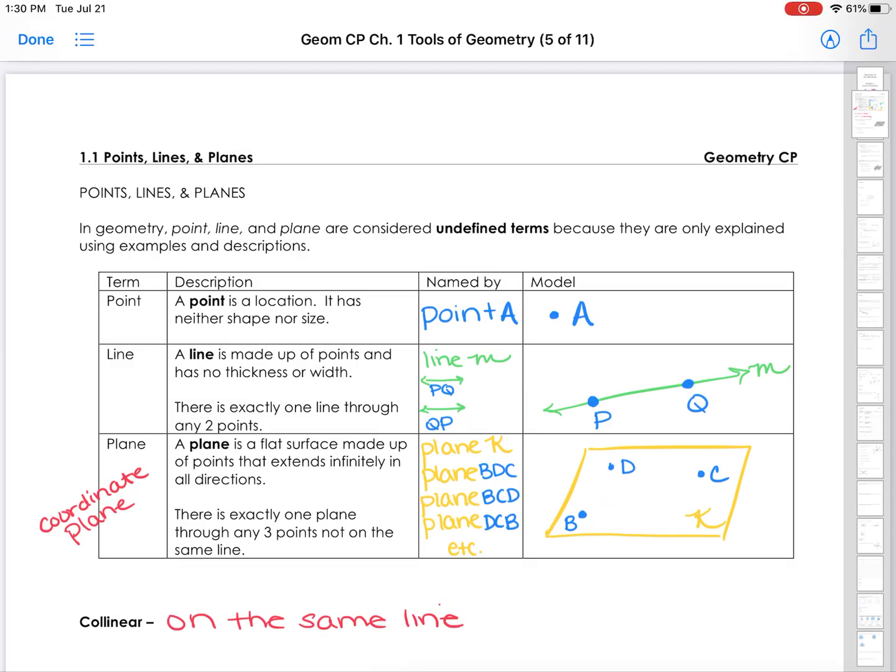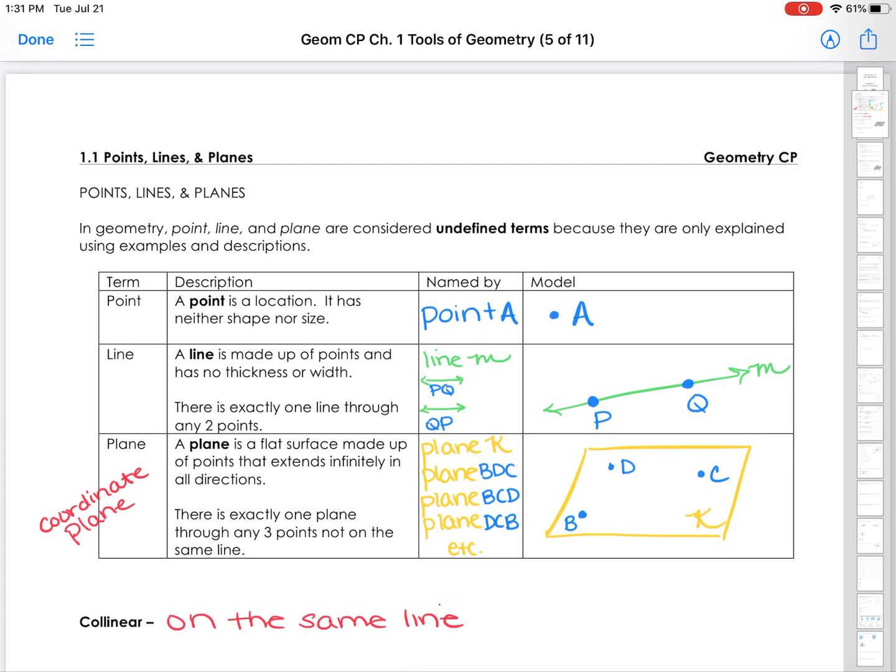Section 1.1, Points, Lines, and Planes. In geometry, a point, line, and a plane are considered undefined terms because they are only explained using examples and descriptions. So the first thing we have is a point, and really as a description, that's a location.